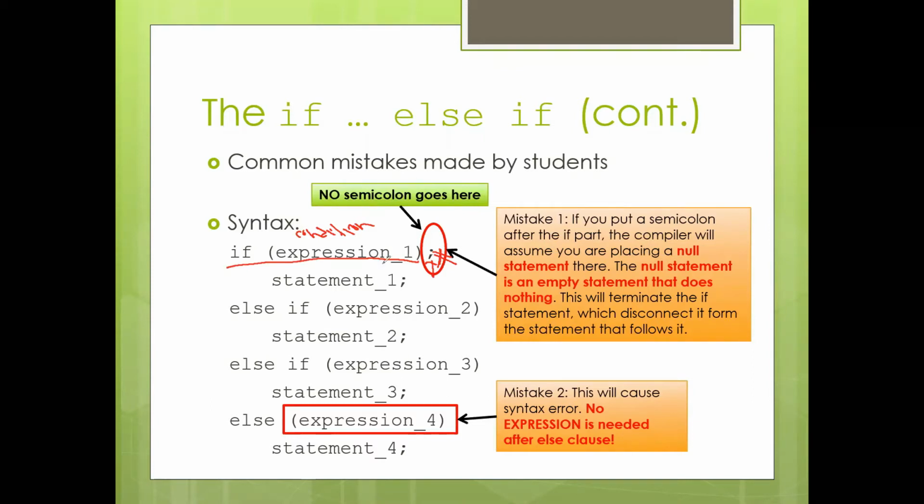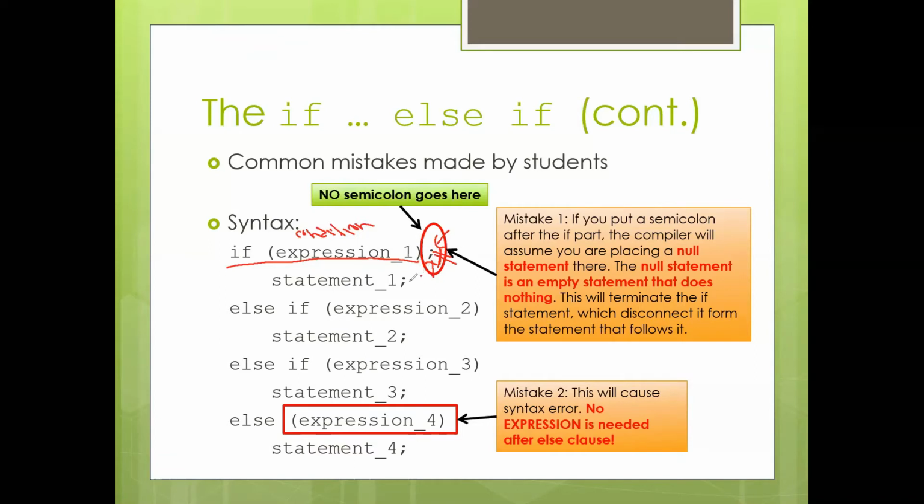However, for the if statement, please don't put the semicolon. Okay, remember? Mistake 1. Okay, kesalahan pertama yang selalu student akan buat, if you put a semicolon after the if part, the compiler will assume you are placing a null statement there. Maksudnya, bila you letak aja semicolon dekat ujung ni, maksudnya sekarang you tak nak buat apa-apa. Compiler hanya dapat detect you tak nak buat apa-apa. Itu maksud dia you tak nak check pun. Itu maksud null. Okay, dia maksudnya titik noktah dia.